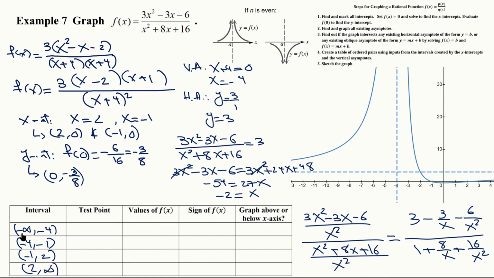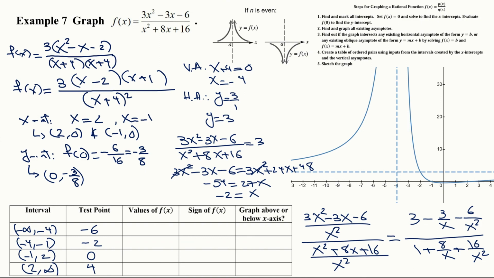All right, for the region from negative infinity to negative 4, we need a test point. Why don't we go with negative 6? From negative 4 to negative 1, why don't we do negative 2, so we hit 2 birds with 1 stone, right? Because we need to know what the output for negative 2 is anyway. Between negative 1 and 2, why don't we go with 0? And from 2 to infinity, how about 4?